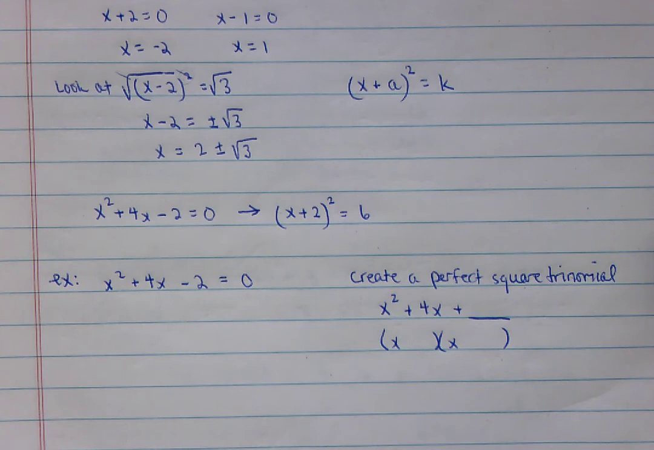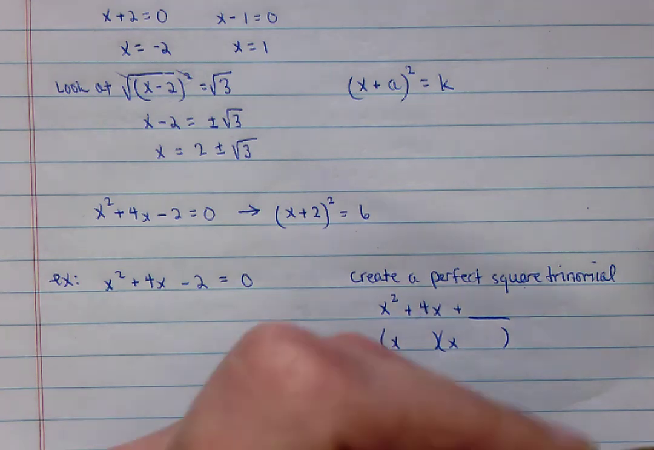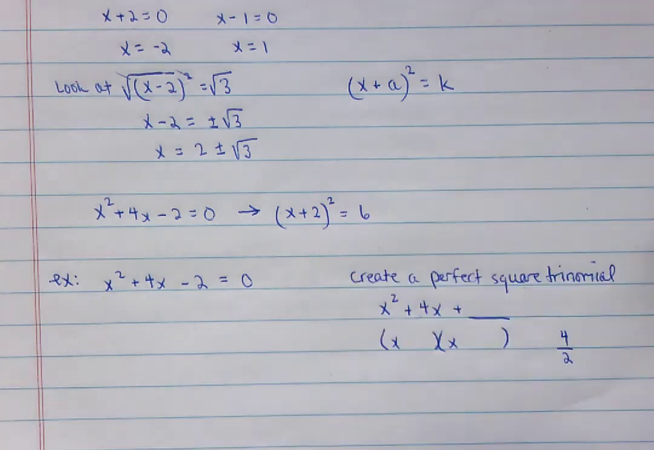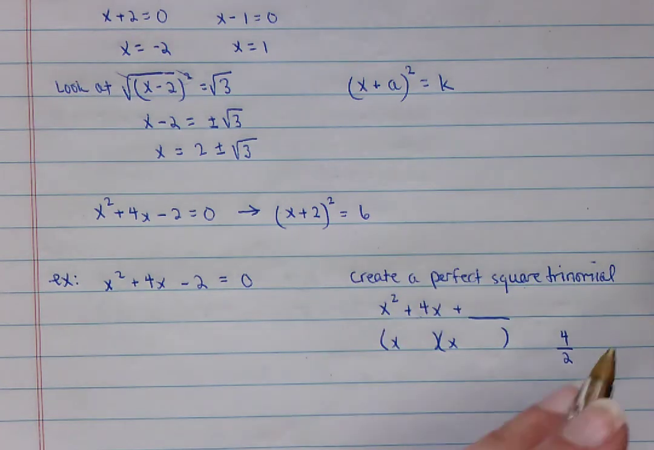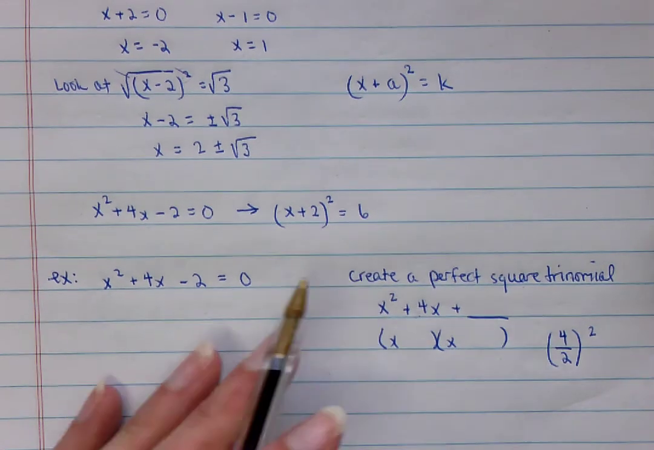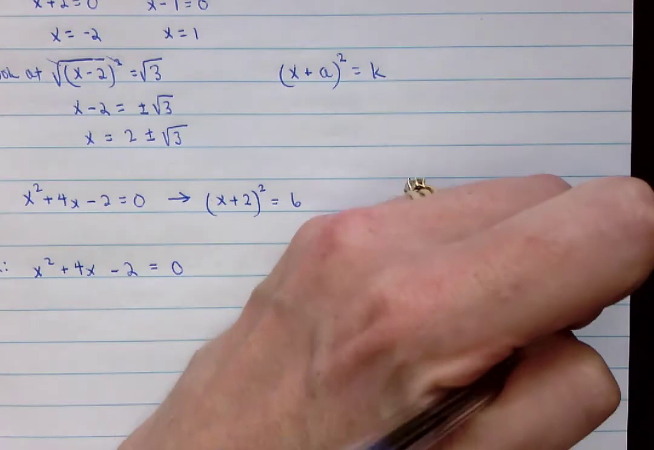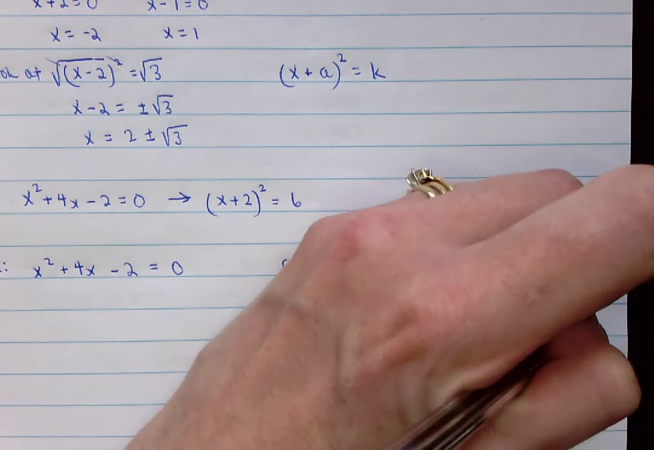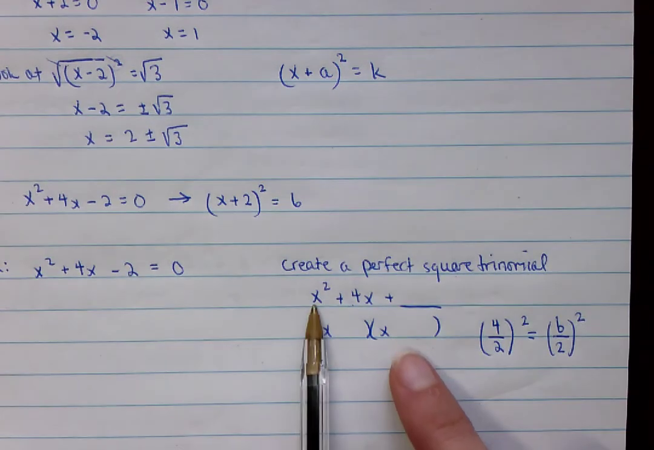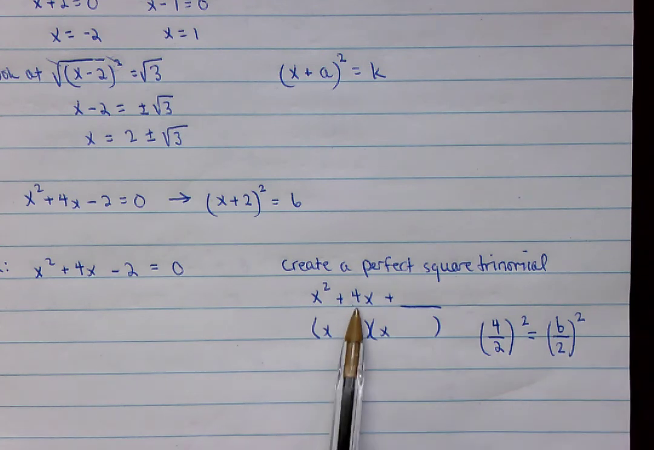How you do that, you actually look at the middle term. So the 4, you look at the coefficient of the middle term. And what you want to do is you take half of that. So you're going to take 4 and divide it by 2. And then you're going to square that number. So this is b divided by 2, squared. Okay? Remember, in a quadratic, you have a, b, and c. All right?